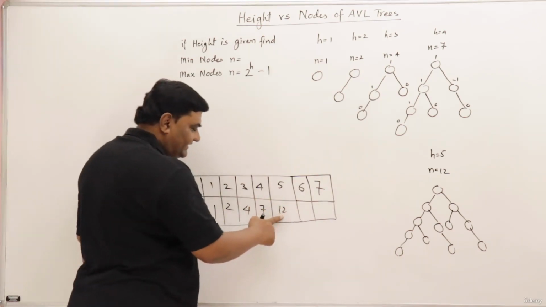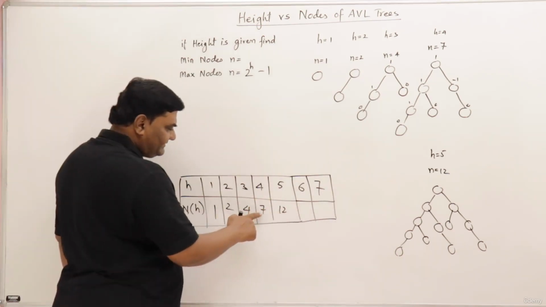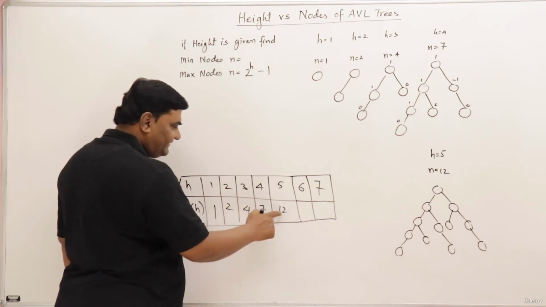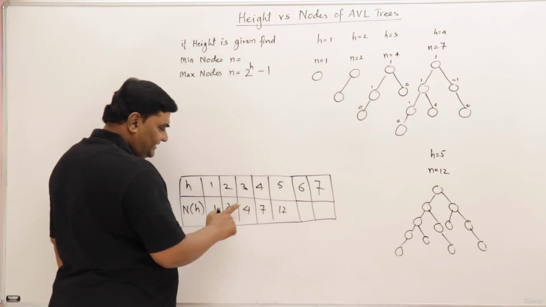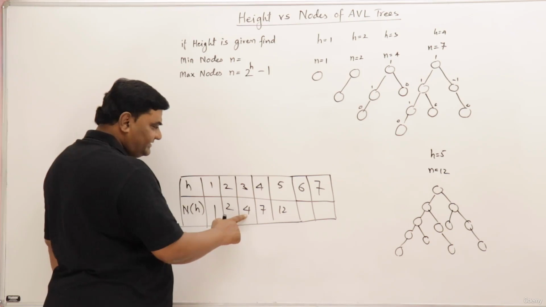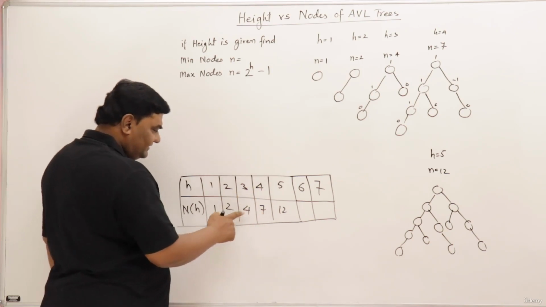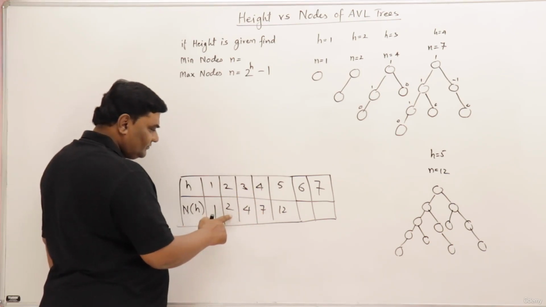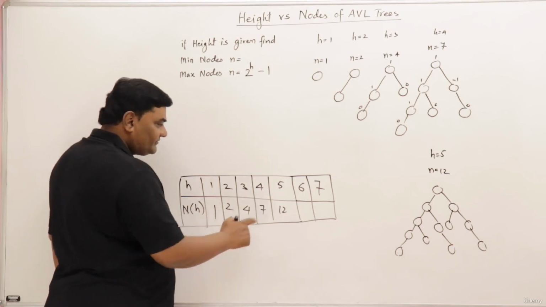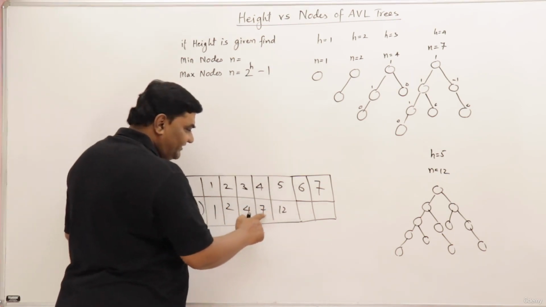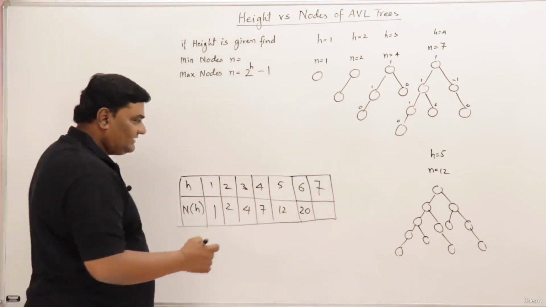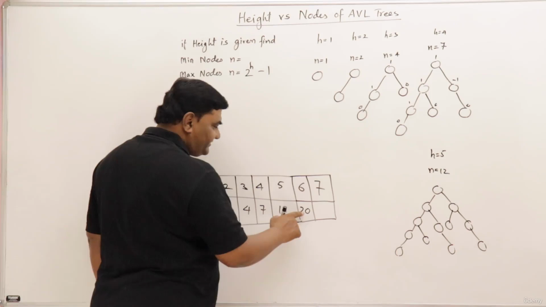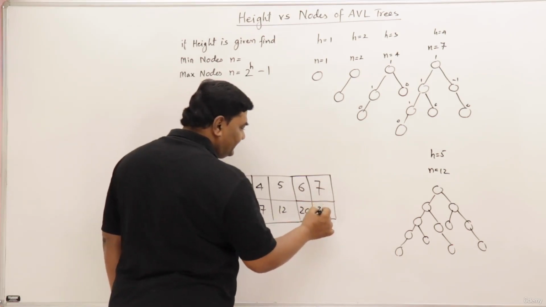How did I get this 12? Let us observe. 4 plus 7, 11, 11 plus 1. So 4 plus 7 plus 1. Am I getting this value also like that only? 2 plus 4, 6 plus 1, yes, 7. How did I get this one? 1 plus 2, 3 plus 1, 4. So it means this one is 7 plus 12, 19 plus 1, 20. Then how to get this one? 12 plus 20, 32 plus 1, 33.